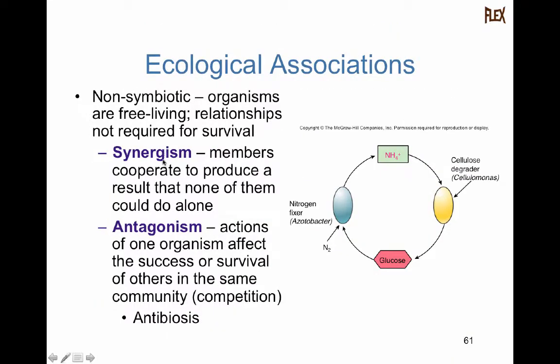And also I mentioned these synergistic or antagonistic. So this would be an example of a synergistic, non-symbiotic association between Azotobacter and Cellulomonas. So you see the ammonium is used by Cellulomonas to produce glucose, which then is used by Azotobacter to produce the ammonium. So it's a synergistic association.